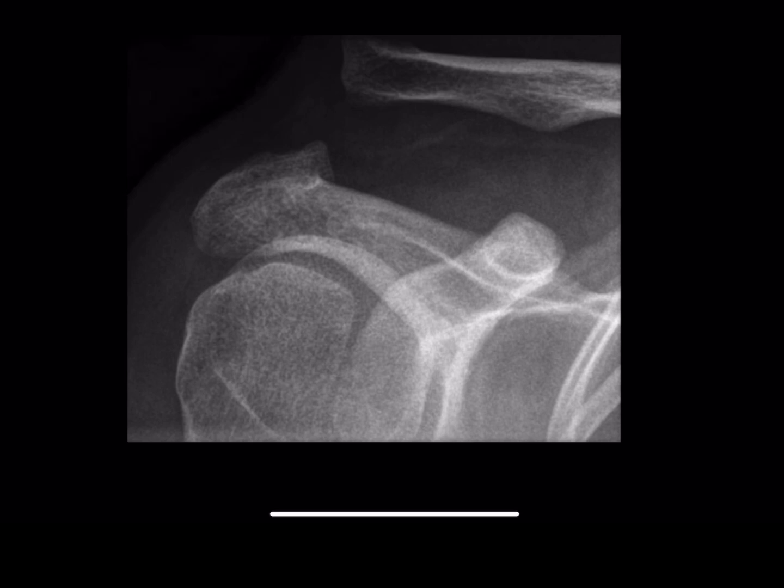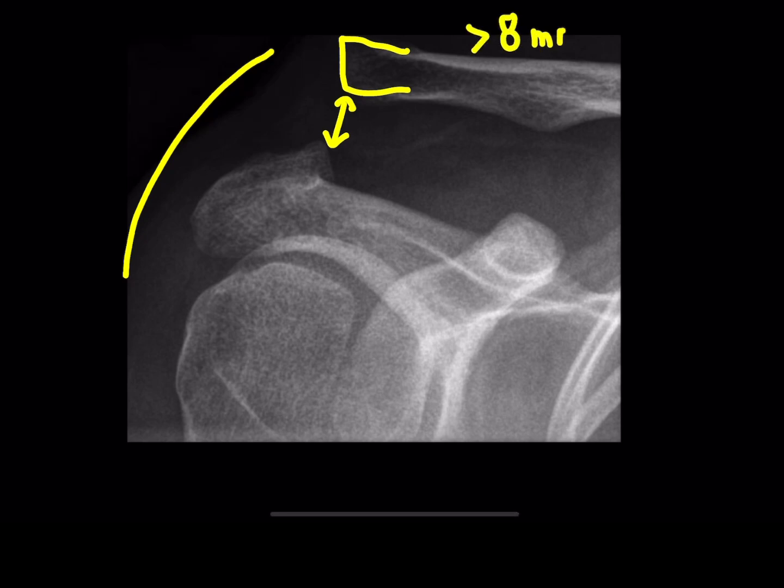Lastly, we have a look at another shoulder radiograph. This patient's radiograph demonstrates superior displacement of the distal end of the clavicle, and there is associated soft tissue swelling. There is also widening of the acromioclavicular joint, which is more than 8 mm, and widening of the coracoclavicular distance, which is more than 13 mm. So this patient has a right acromioclavicular joint injury.